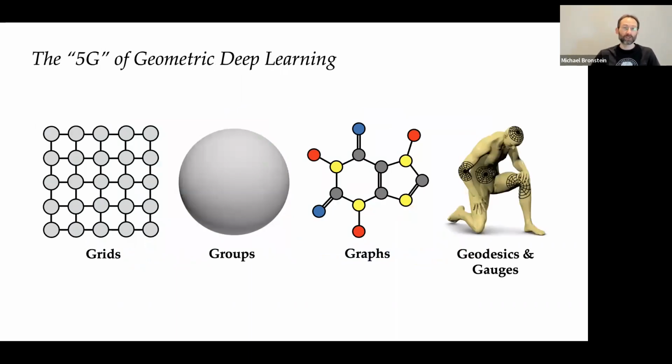And this is a very general design. We can apply it to different types of geometric structures, whether it's grids, more general homogeneous spaces, graphs, sets, manifolds, where it actually has two different manifestations, for example, in the form of gauge invariance. And this is what we call the 5G of geometric deep learning.